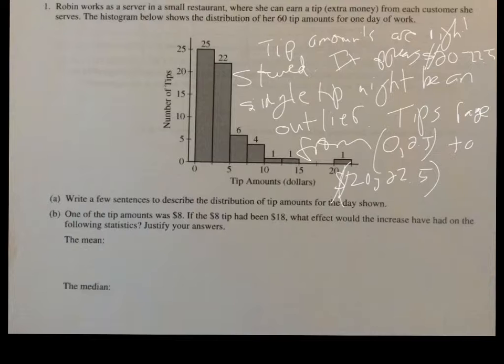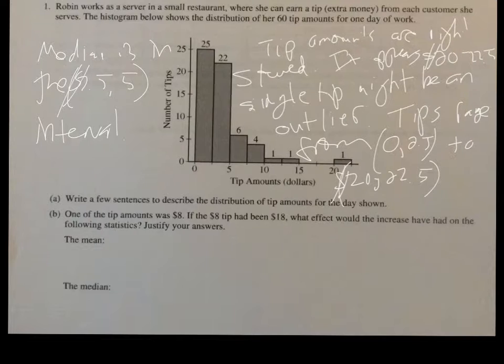And then, so shape, spread, outliers, center. You could say the median, let's see, there's 60 data points, so between the 30th and the 31st data point. The 30th and 31st data point will be in this interval. So I'd say the median is in the $2.5 to $5 range interval. So shape, center, spread, outliers.